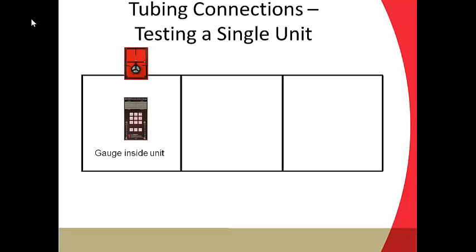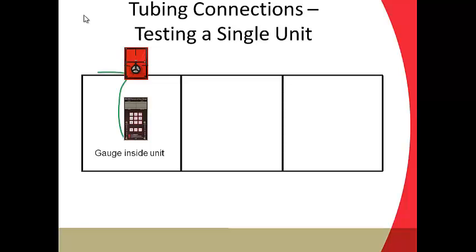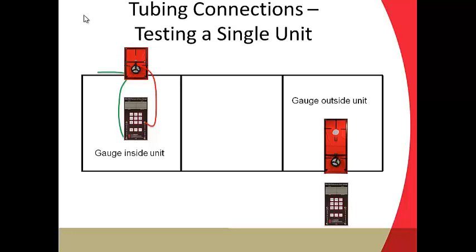So let's say the gauge is inside the unit, and we're testing in either a door or a window. We'll set up like we're used to for a regular blower door test. We'll run a tube to the outside and a tube to the fan. That changes if we've got our gauges outside the unit, and there are certainly advantages to having the gauges on the outside of a unit.